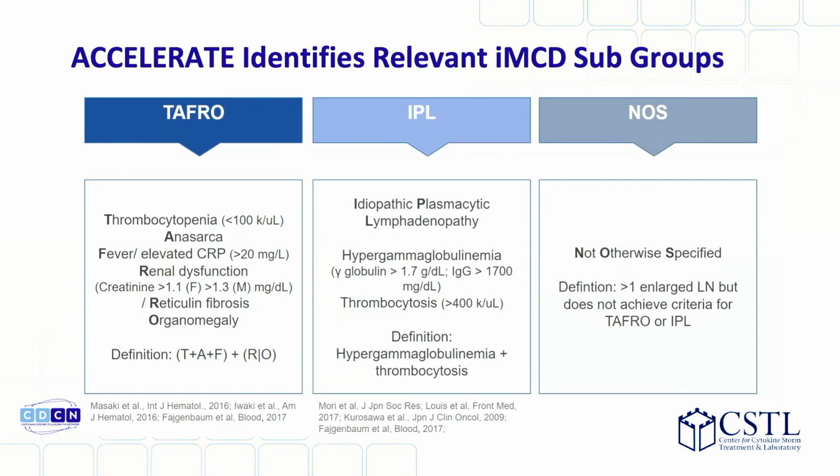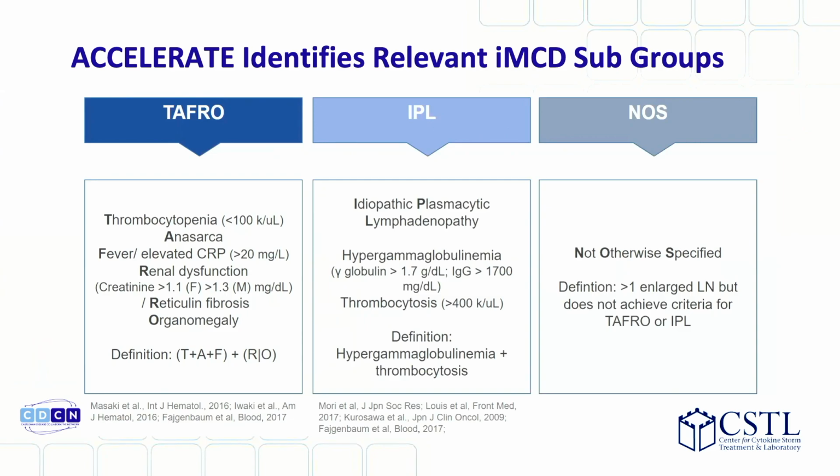So we have people who are not quite TAFRO and not quite IPL, and they sort of fall in between. Any questions? If you're in the room, you either have iMCD or you have a loved one with iMCD. Maybe a show of hands: has anyone not been told by their doctor their subtype, or not heard about these subtypes? Any show of hands? And it's okay. It's just interesting. It's good to know.